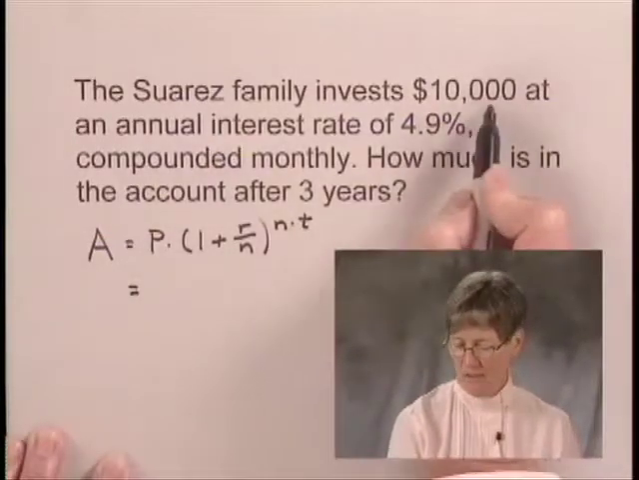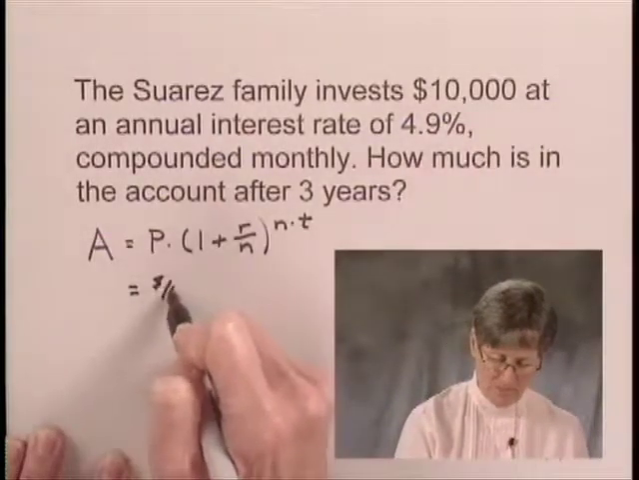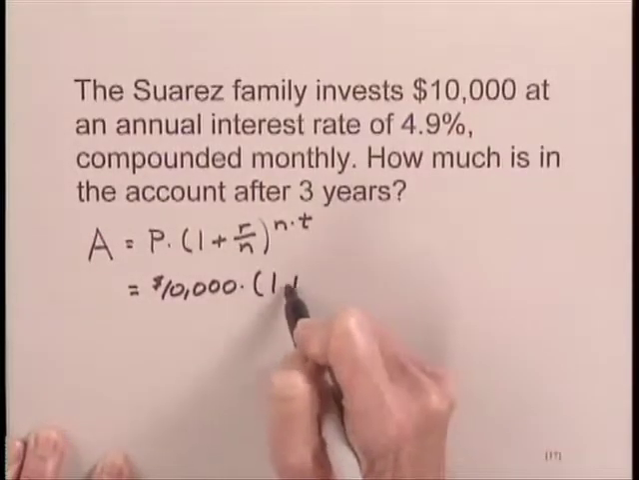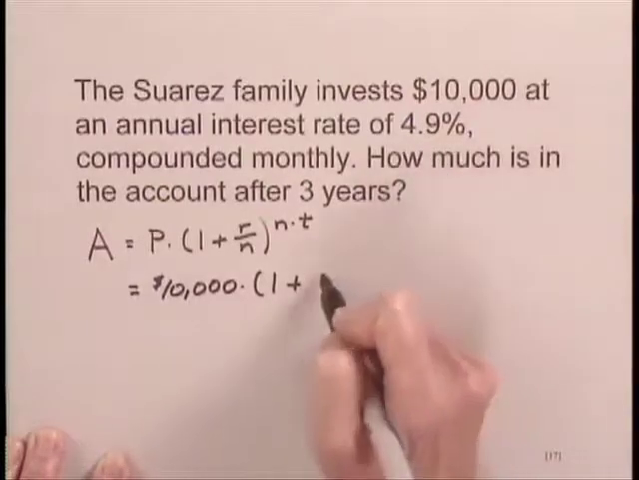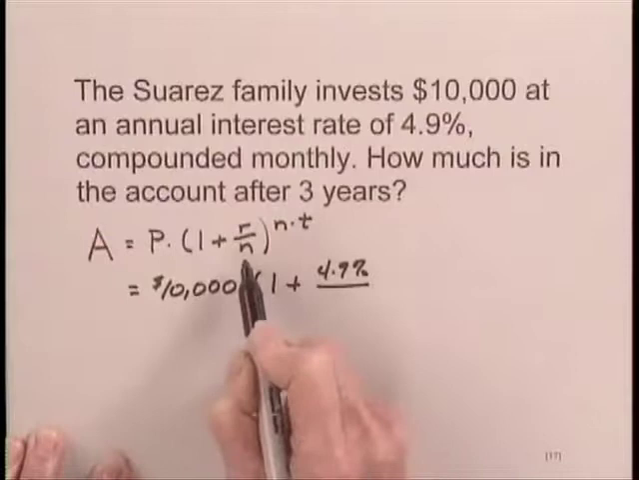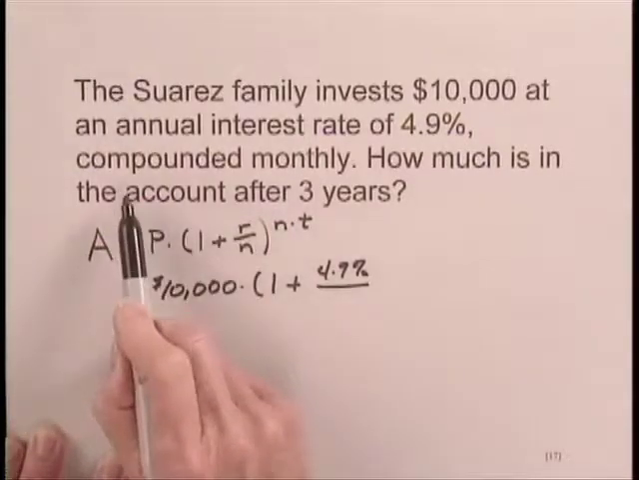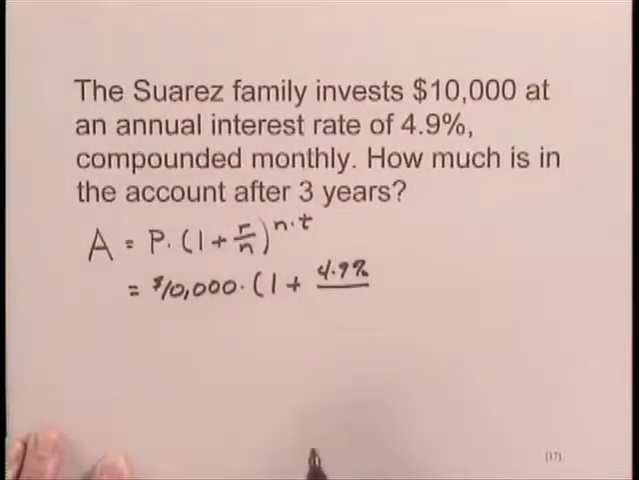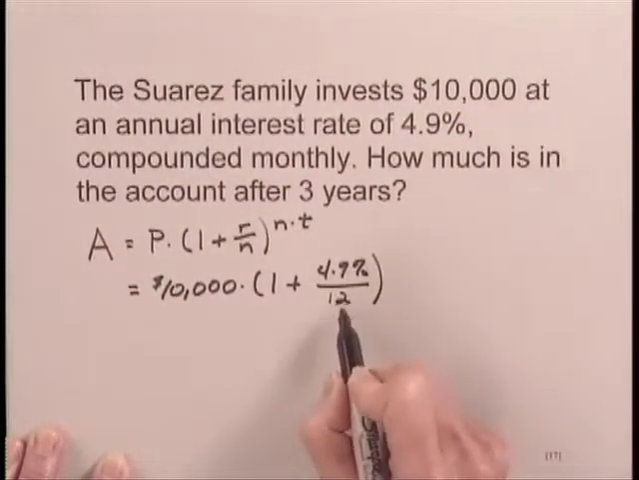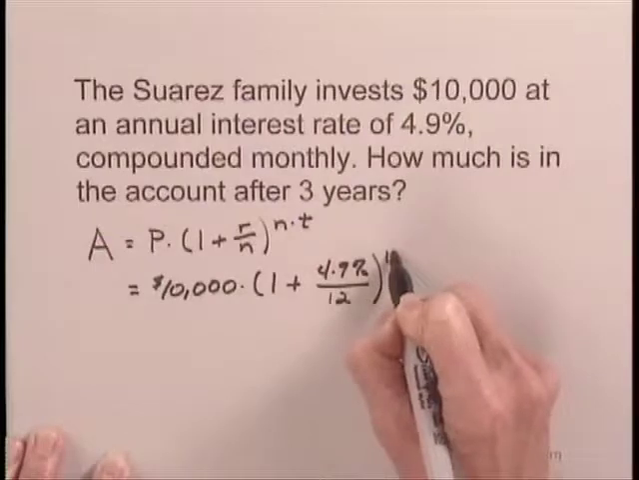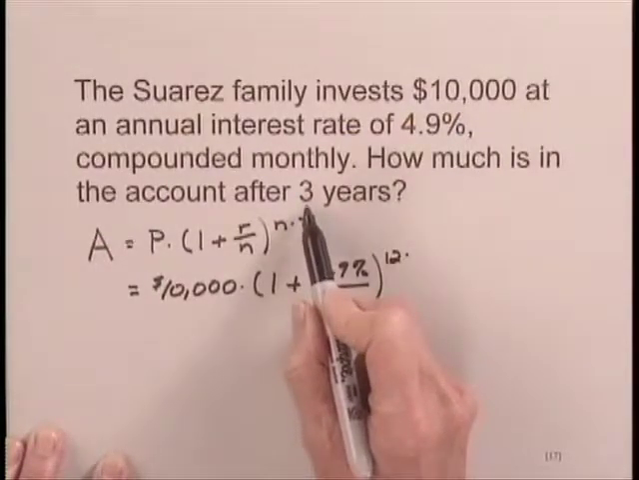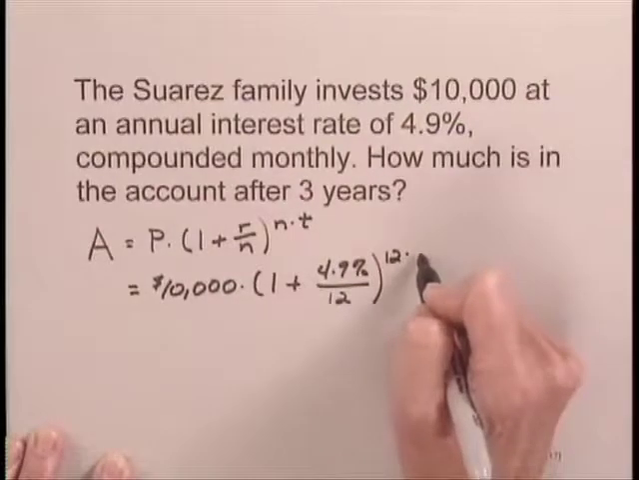We know that the principal is $10,000. We'll substitute that for P times 1 plus the interest rate R of 4.9% over N, the number of compounding periods, and this investment is compounded monthly, so that means there would be 12 compounding periods in each year. So we substitute 12 for N here and up in the exponent. And for T, we substitute 3 because we're interested in the amount in the account after 3 years.